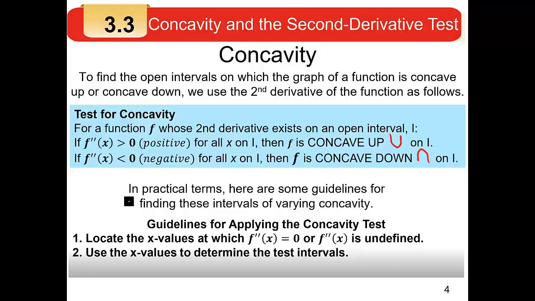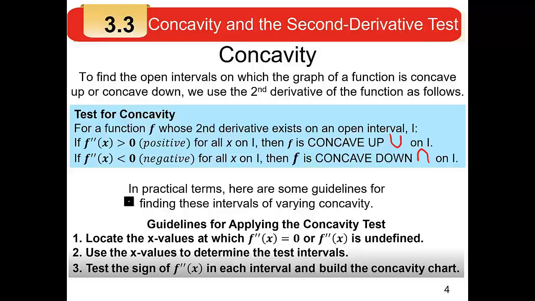You were doing it with the first derivative. Here we're doing it with the second derivative. And finally, test the sign of the second derivative in each interval determined by step 2, and then build a concavity chart. Thinking back to what you were doing with increasing and decreasing, you were doing this with the first derivative, what we call critical numbers, and you were building an increasing decreasing chart.